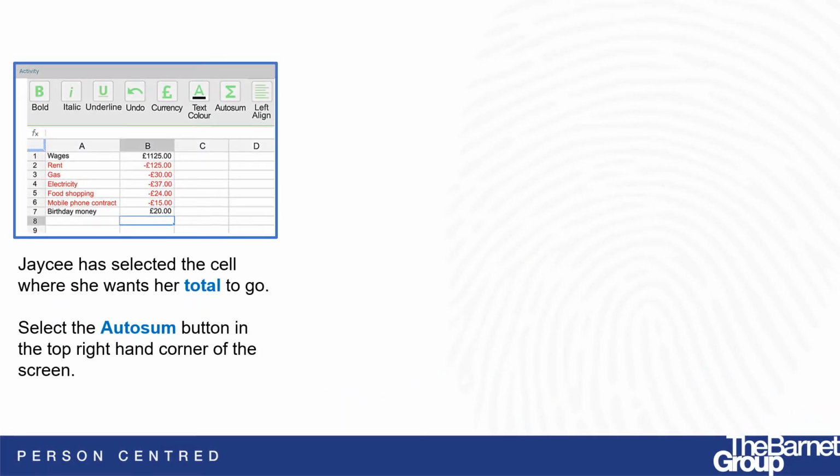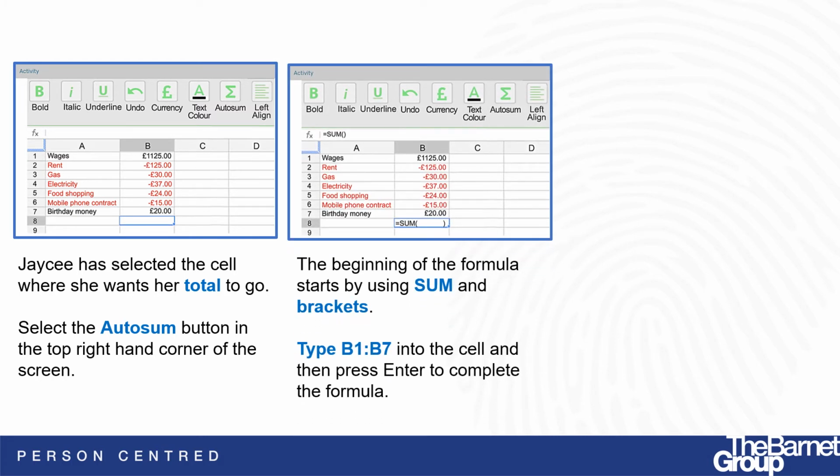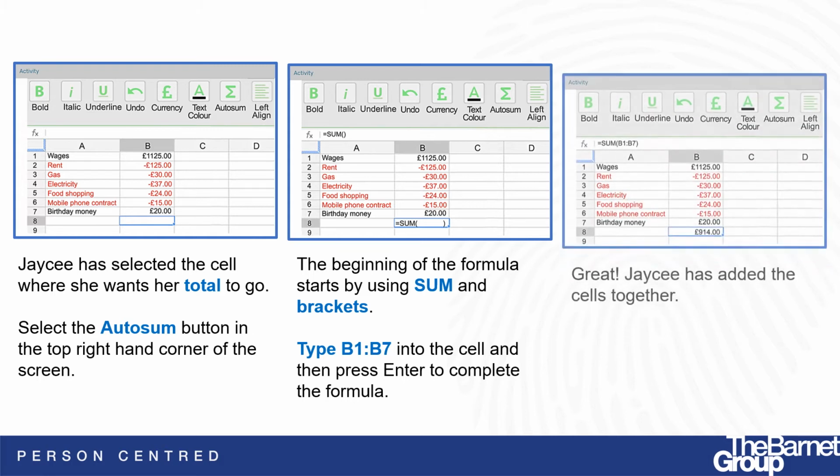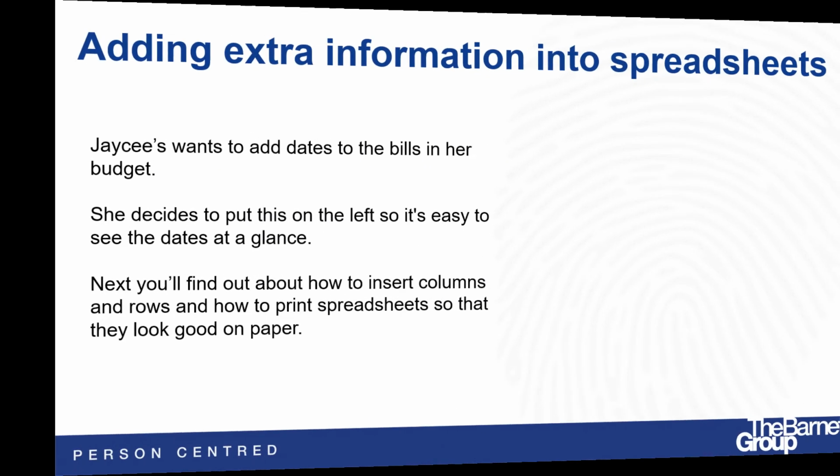Jacey has selected the cell where she wants her total to go. Select the AutoSum button in the top right hand corner of the screen. The beginning of the formula starts by using sum and brackets. Type B1 to B7 into the cell and then press enter to complete the formula. Great, Jacey has added the cells together.